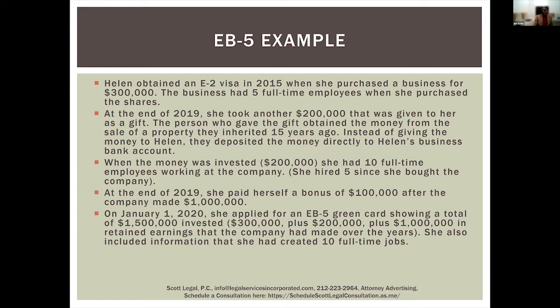Now, the other big issue in this case is that instead of giving the money to Helen, the aunt deposited the money directly into the business bank account. It is important for Helen to actually have physical control and possession of the funds before they go into the business. So in that case, we definitely would have recommended the aunt give the money to Helen, and then Helen put the money into the business bank account.